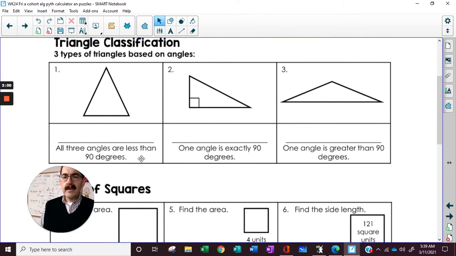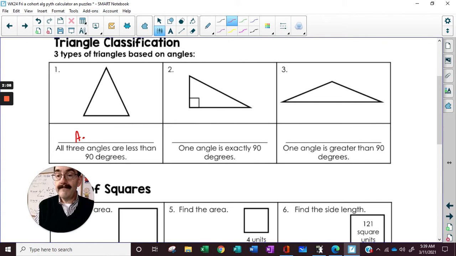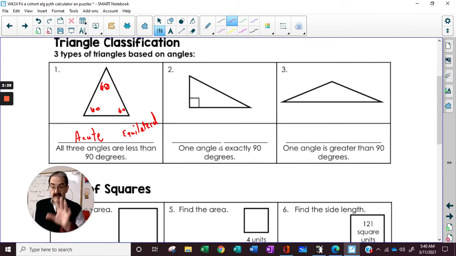All three angles less than 90 degrees. Quick, we know the answer to this. Vocabulary. Acute. And just for fun, if we said 60, 60, 60, remember what that's called? Equilateral.